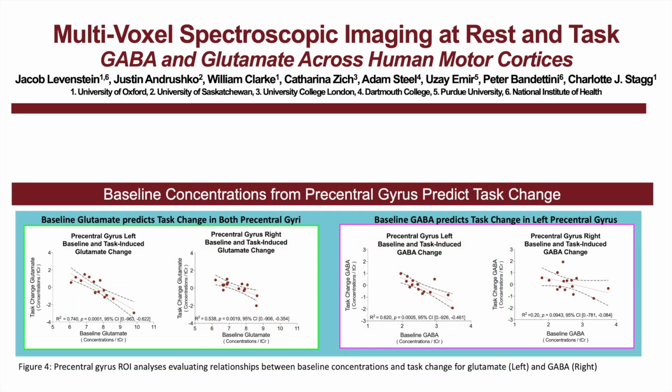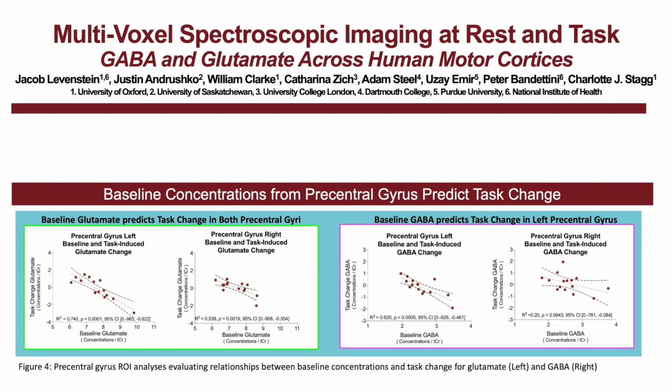After observing that participants move in different directions given our task, we wanted to know whether or not baseline concentration had any prediction power on the amount of change during the task. In the bottom left panel, we observed that glutamate concentrations at baseline were strong predictors of the task change. Here, we can also observe the number of participants who had increased glutamate during the task within the precentral gyrus, left and right, as well as those who had greater during the baseline.